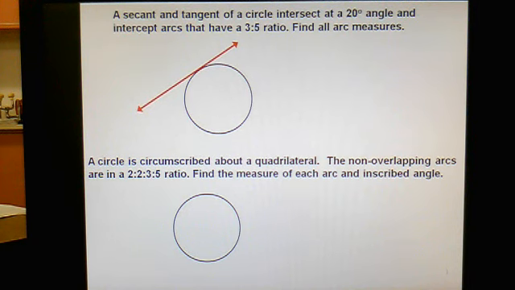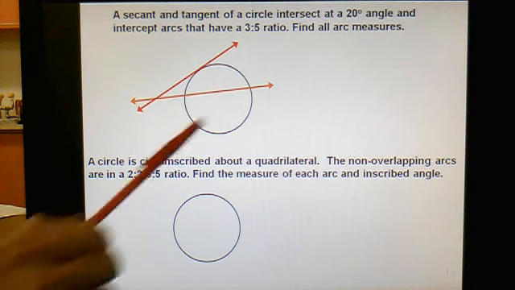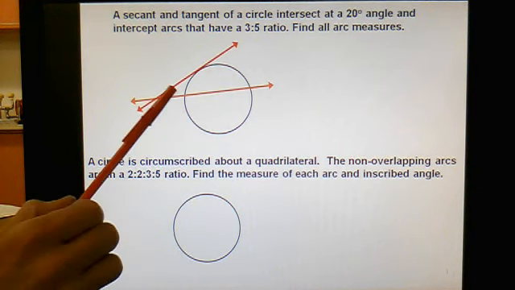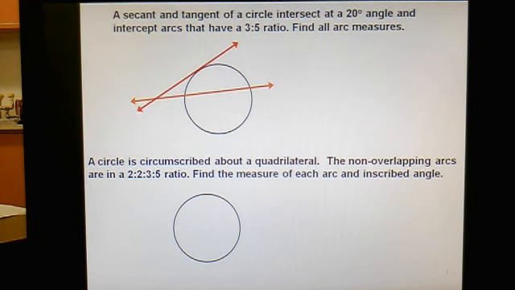Hopefully you understand you can draw a tangent. Again, a good time to pause somewhere in here. And you draw a secant, and you know that these two arcs have a 3 to 5 ratio. When I say 3 to 5 ratio, it makes sense to call it a 3x to 5x relationship. And of course the given here was a 20-degree angle between those two. From there, it's a pretty easy problem. But again, the drawing of that is the key part, and setting up these algebra equations, 5x and 3x.